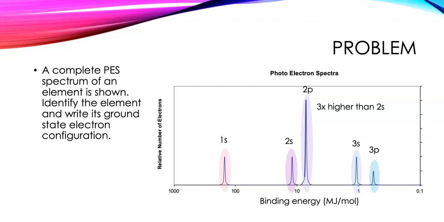I notice that the 3s sublevel has the same amplitude as the 1s and 2s sublevels, but the 3p sublevel is only half the height of the 3s sublevel. So if the 3s sublevel has 2 electrons, the 3p sublevel can only have 1 electron. And that means this must be aluminum. And the electron configuration is 1s2, 2s2, 2p6, 3s2, 3p1.